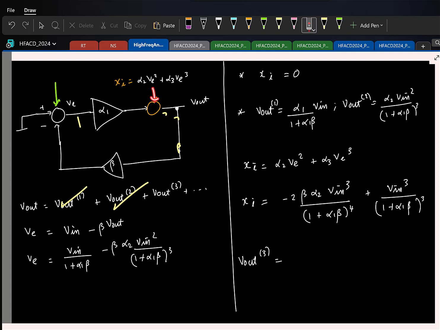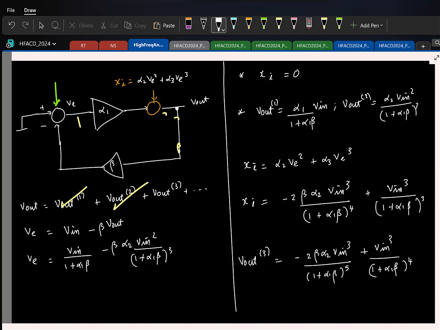The transfer function from this point to the output is 1 by 1 plus alpha 1 beta. So this entire term will get divided by that. Let me write it and finish it. Plus v in cube, this will be whole power 5, whole power 4. Is that okay?